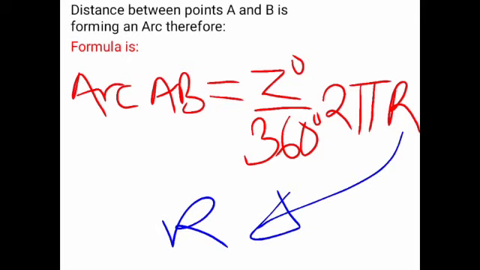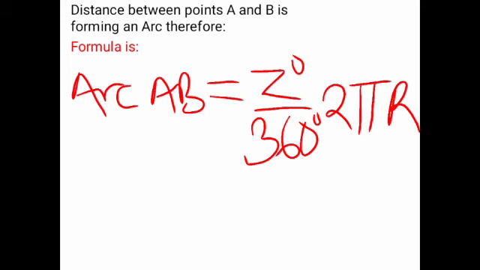So if we get back to our formula, we can see that this will be able to give us the length of the arc AB, hence being able to calculate the distance between the points A and B. The fact that you've calculated the length of that arc means you've calculated the distance between the 2 points A and B. Let's try and look at how we can use this in real problems.